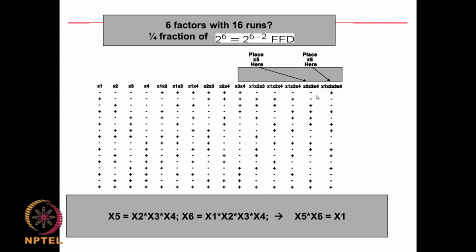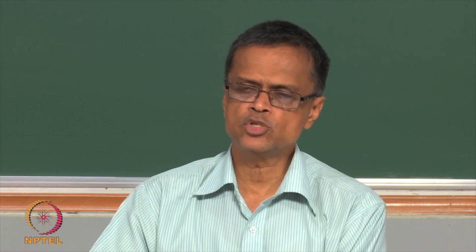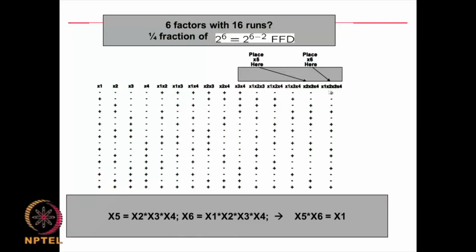I want to do only 16 experiments. So what gives me 16 experiments? 2 power 4, that is 4 parameters. So I write the full design. Now, I have to introduce 2 more effects or variables or parameters in order to make it 6.